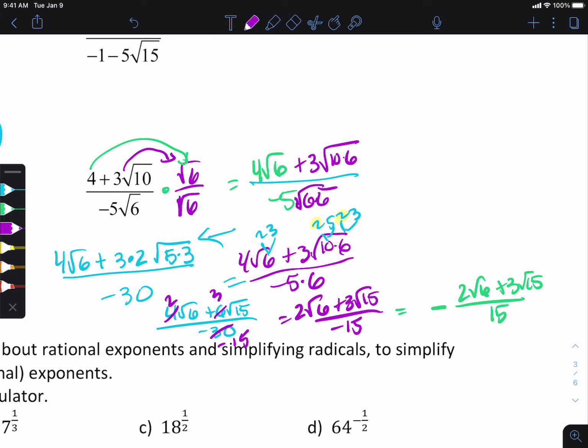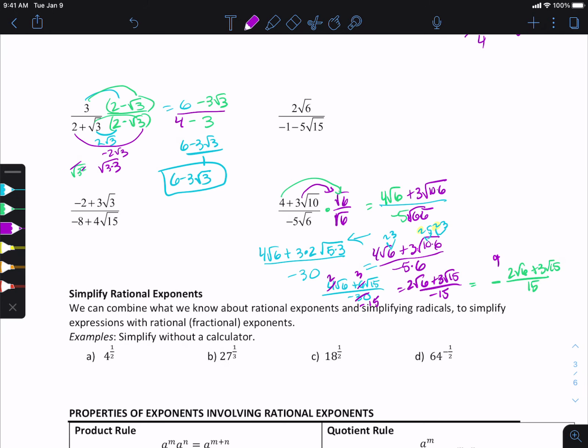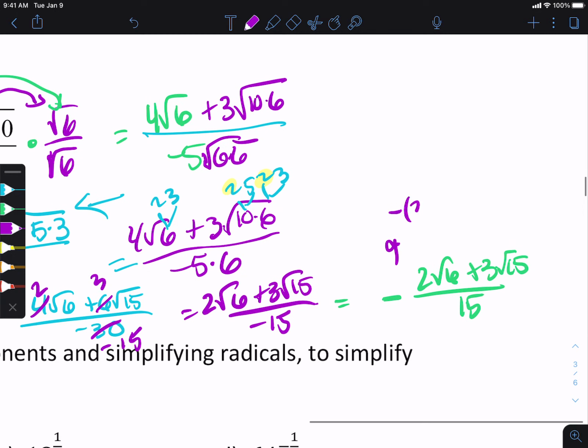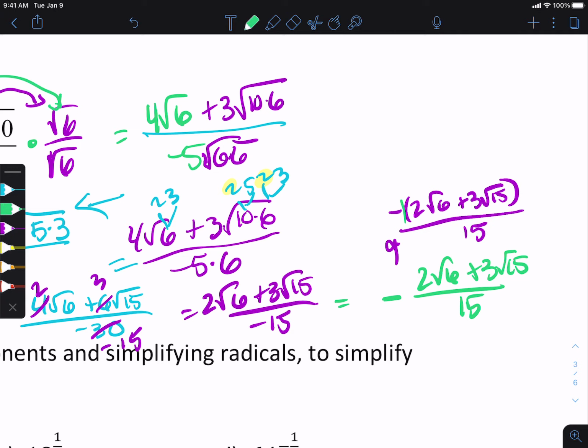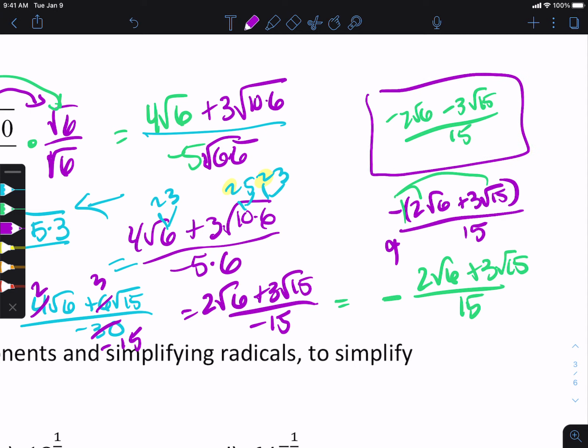I also have the option to distribute this negative so that we would have negative 2 root 6 plus 3 root 15 over 15. And then if I distribute that negative fully, we'll get negative 2 root 6 minus 3 root 15 over 15. Right? So there's a whole bunch of equivalent answers that you could have. This one is probably the most conventional, and then I would say probably this one is the next most conventional, and then this last one.